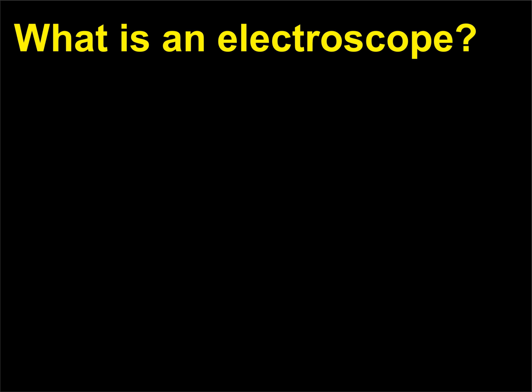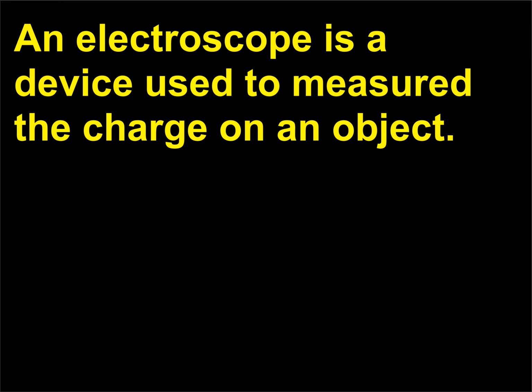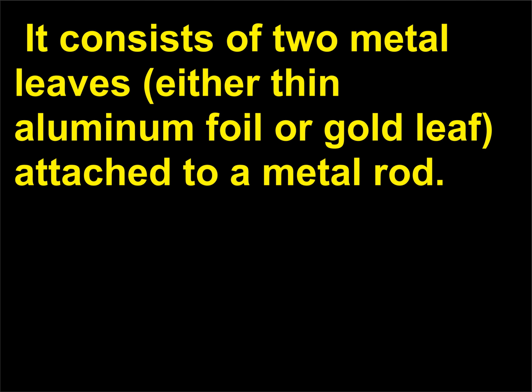What is an electroscope? An electroscope is a device used to measure the charge on an object. It consists of two metal leaves, either thin aluminum foil or gold leaf, attached to a metal rod.